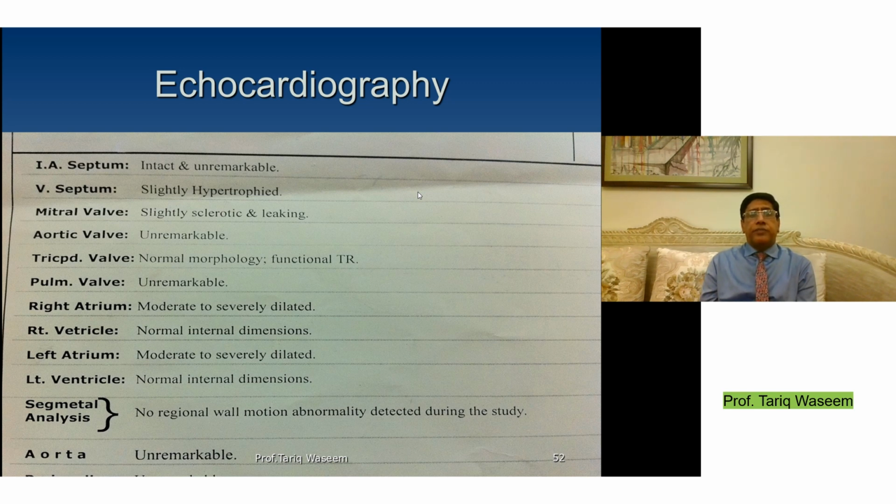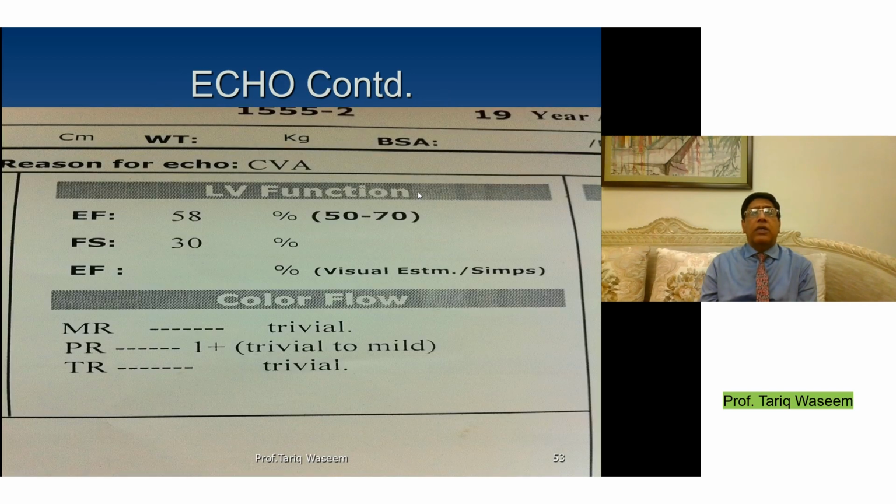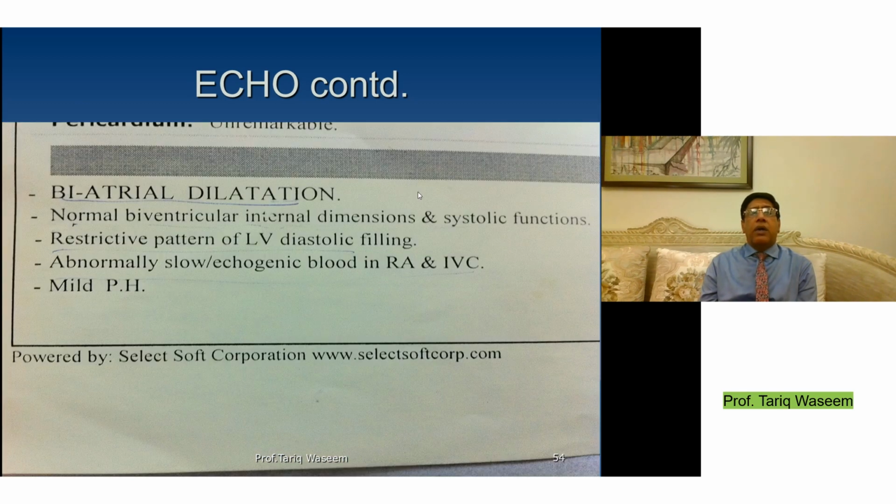Echocardiography of this lady, as you see, was unremarkable as far as chamber size or valves are concerned. Ejection fraction was okay, but there was marked biatrial dilatation, normal biventricular internal dimensions and systolic function, a restrictive pattern of left ventricular diastolic filling, and abnormally slow or echogenic blood in the right atrium and inferior vena cava. There is mild pulmonary hypertension.